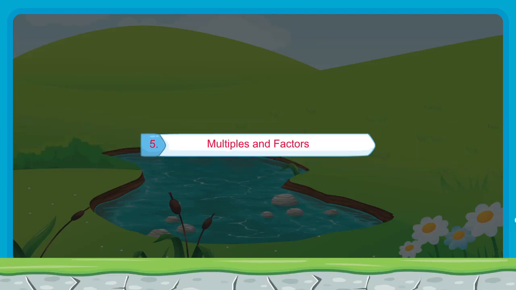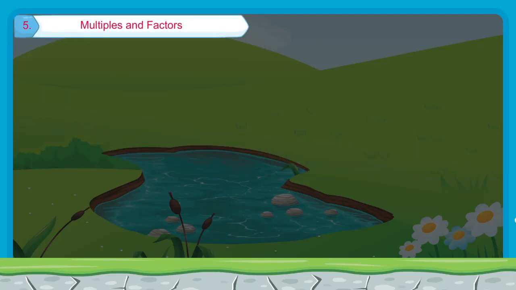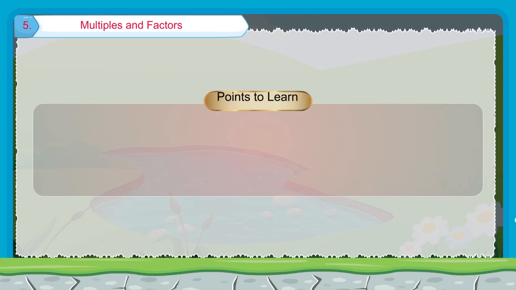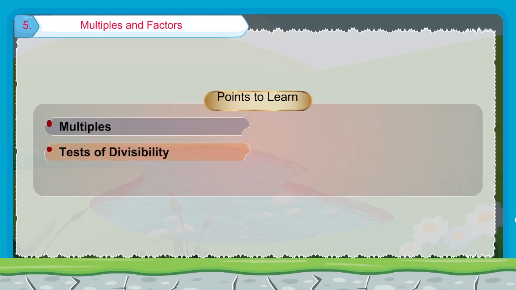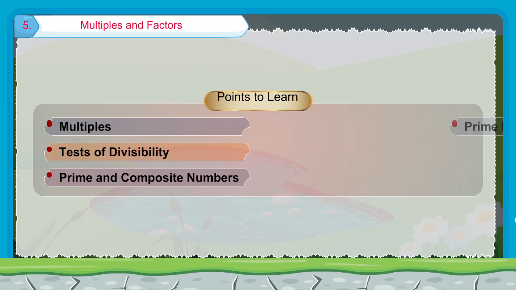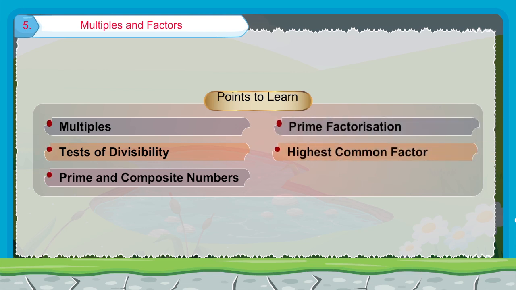5. Multiples and factors. Points to learn. Multiples. Tests of divisibility. Prime and composite numbers. Prime factorization. Highest common factor. Lowest common factor.